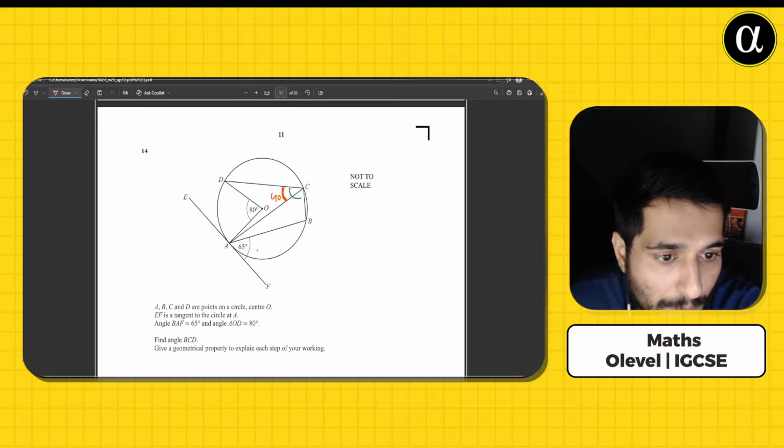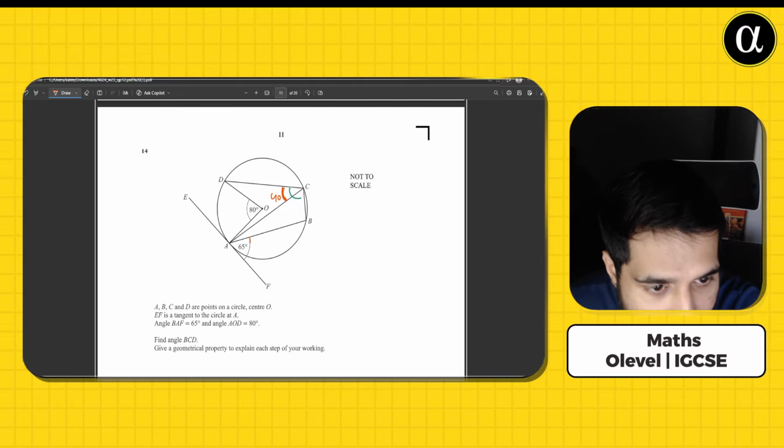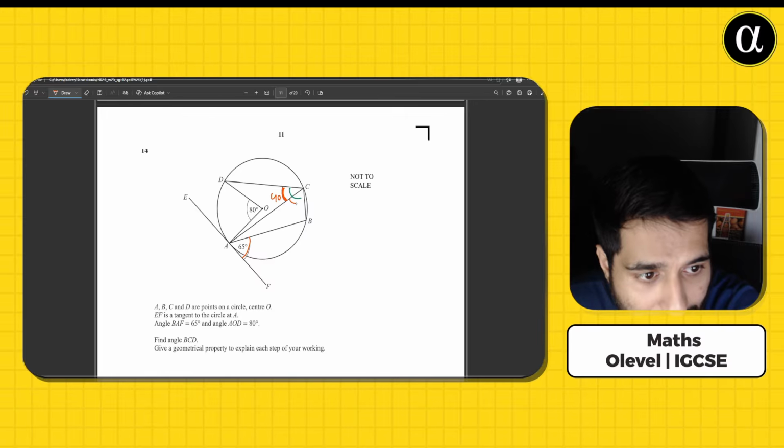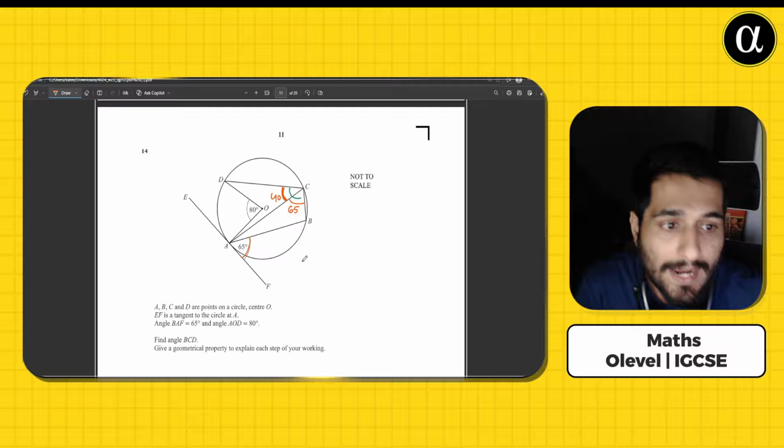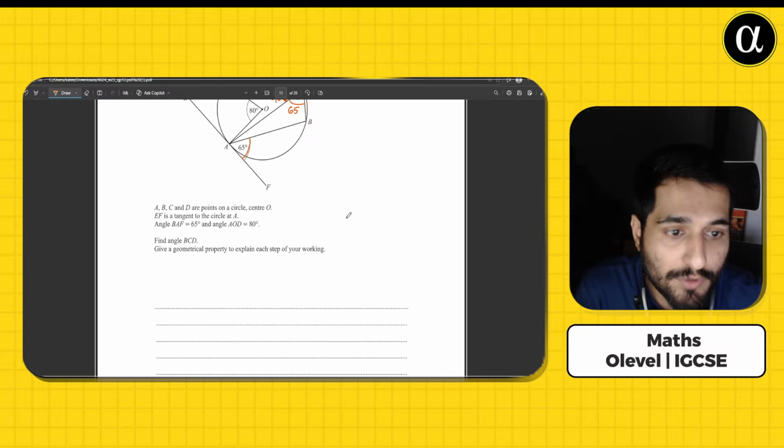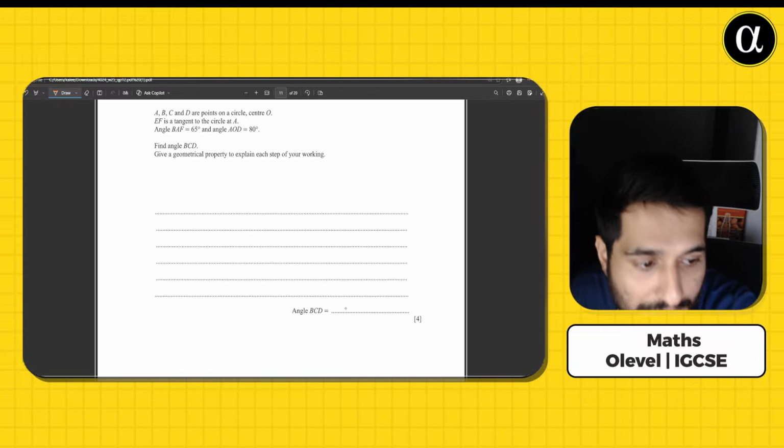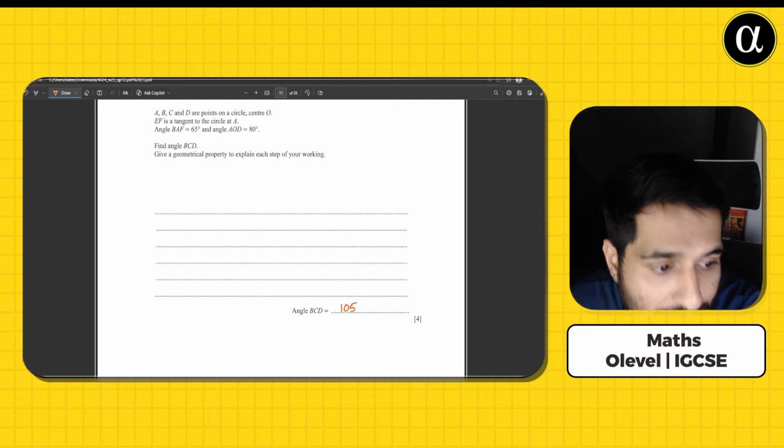The other thing that maybe we can do is the alternate segment theorem. Why is that so? Because we can say that this angle 65 would be the same as this angle 65 using the property alternate segment theorem, and the angle BCD would be 40 plus 65, and that has to be 105. Now, what are the reasons we are going to write?